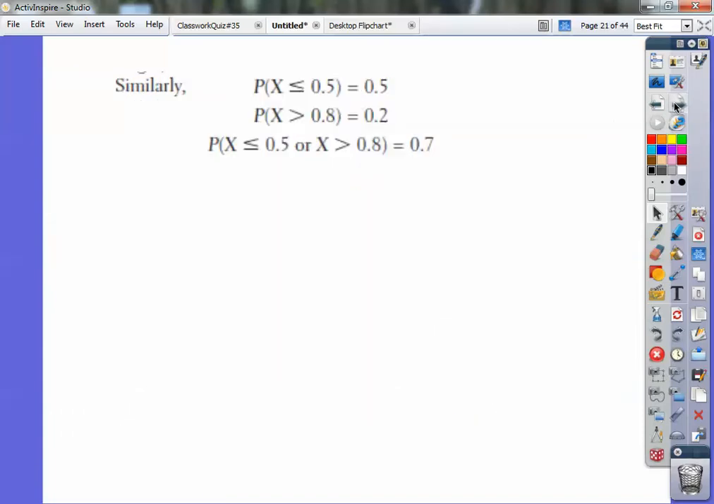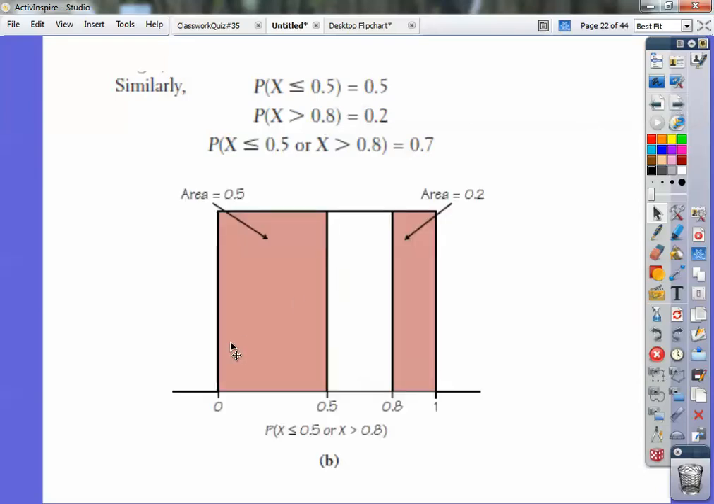Similarly, if I asked you, what's the probability of your x being less than 0.5 or greater than 0.8? Well, 0.5 and 0.8, they don't overlap each other, so you can just add those areas, and here's the picture that shows that. So from 0 to 0.5, remember this is still height 1, so 0.5 times 1 would be that area, and from here this is 0.2, so 0.2 times 1. You add those together and you get 0.7. So to answer this, what's the probability of x such that it's less than 0.5 or greater than 0.8? It's going to be 0.7.